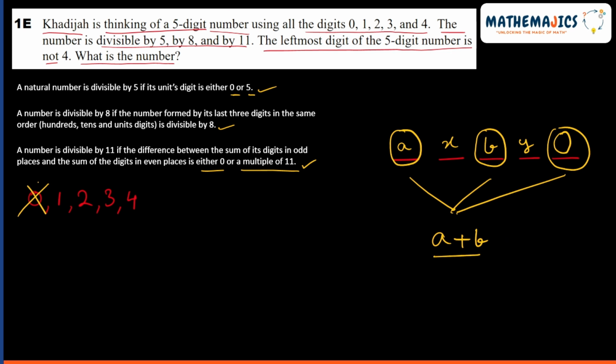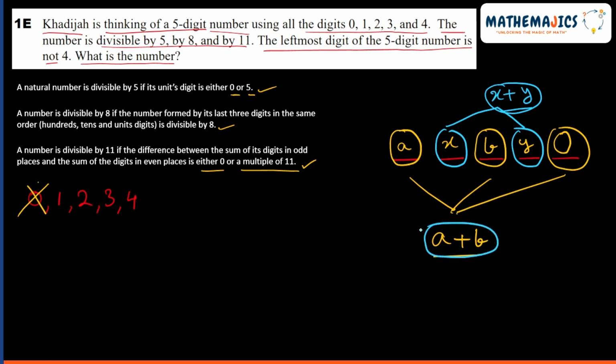And the sum of digits at even places. Which digits are at even places? X and Y. So what is the sum of these two digits? X plus Y. Now we need to find the difference between them. Yes, the difference between this blue and this yellow. Correct. This should be either 0 or a multiple of 11 as given in the divisibility rule of 11.